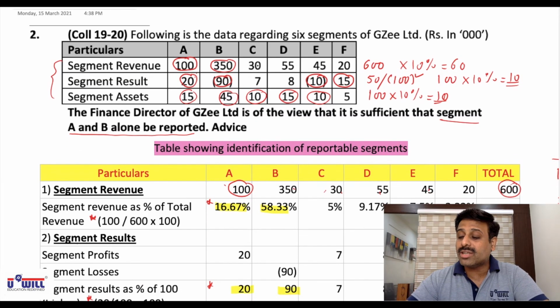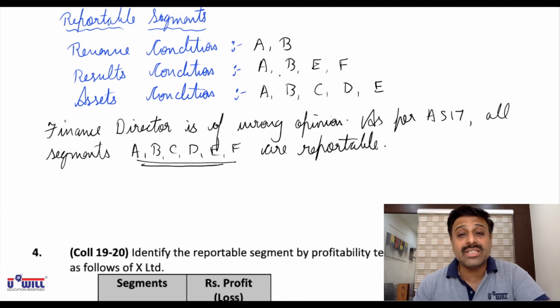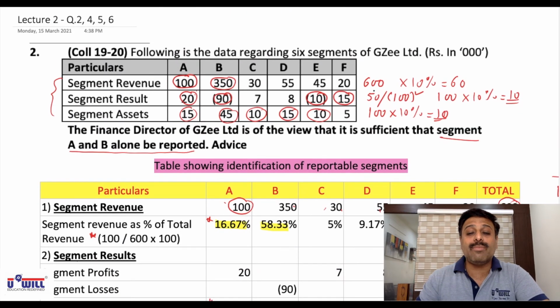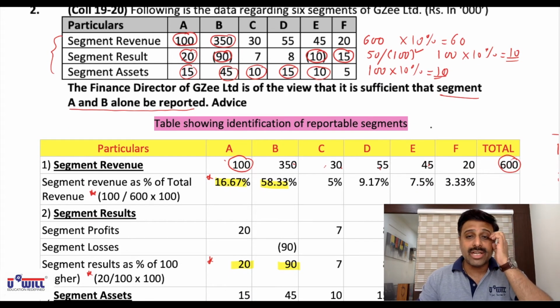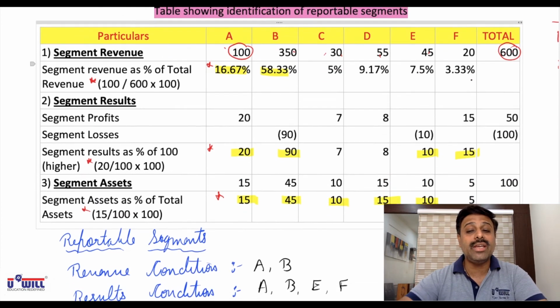For example, the condition was that whichever reportable segments you are including, their total revenue must be at least 75% of total revenue external, total external revenue. Here all are reportable, so of course 100% of revenue is included. So don't worry about the additional conditions. We don't have to apply them in practical question. They are automatically going to be fulfilled.